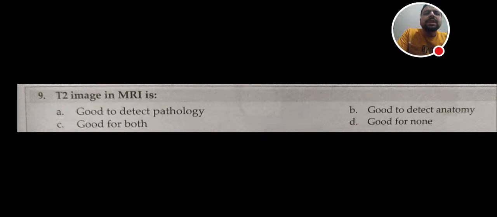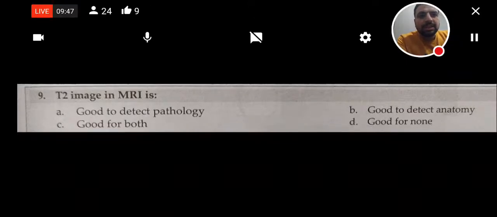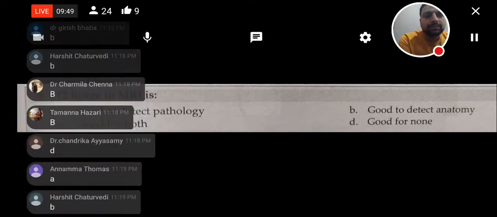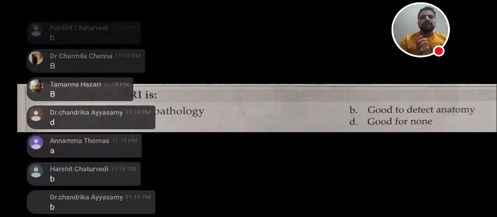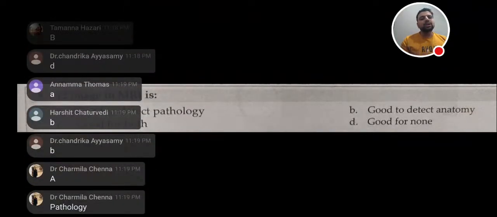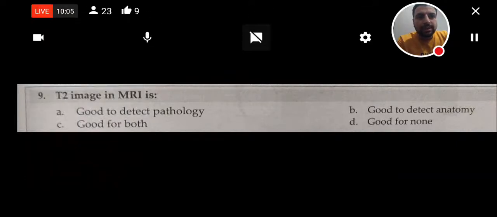If you know all four options, that means you are going to score an excellent rank in the examination. Now, T2 image in MRI is good to detect pathology, good to detect anatomy, good for both, or good for none. So which one is the best answer? I'm going to explain how to memorize this. I will give you a trick to remember this answer. After my explanation, nobody is going to forget the answer here.